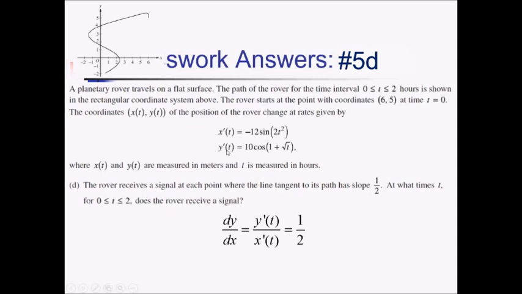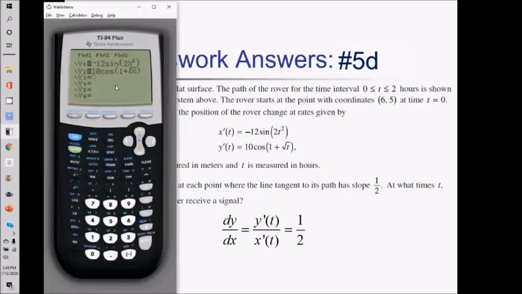We already have y prime defined as well as x prime. We've now defined the derivative and set it equal to 1/2. We can actually just plug this into the calculator now and see where this function intersects the function y equals 1/2. So let's go ahead and do that.